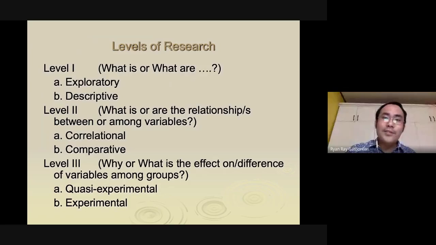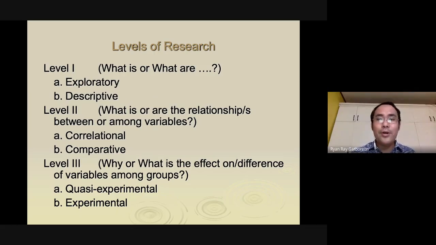Now, the levels of research can be classified according to their purpose. If your research wants to answer what is or what are, this can be a level 1 research. All right? This is a level 1 research because you're just exploring and describing. So exploratory researches are level 1 researches. Descriptive researches are level 1 researches because you're just describing what is or what are all about a certain phenomenon.